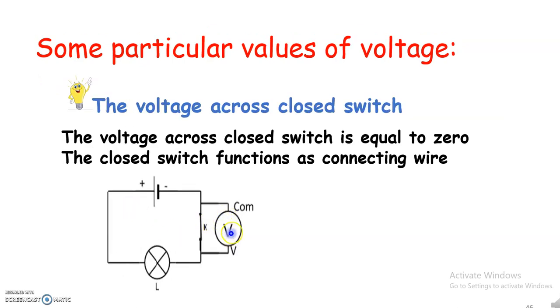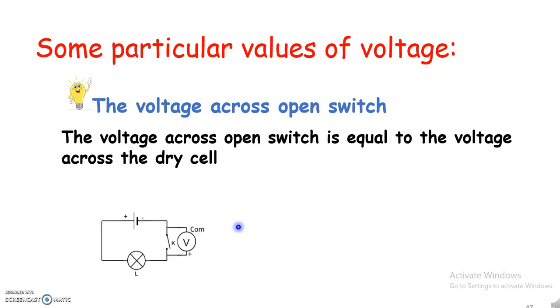Now, the voltmeter is connected in parallel with the closed switch. So the voltmeter reads the voltage across this closed switch. Voltage across a closed switch is 0. It functions as a connecting wire. But it's not the case here. If I open the switch, the voltage across the switch will be equal to the voltage across the dry set.